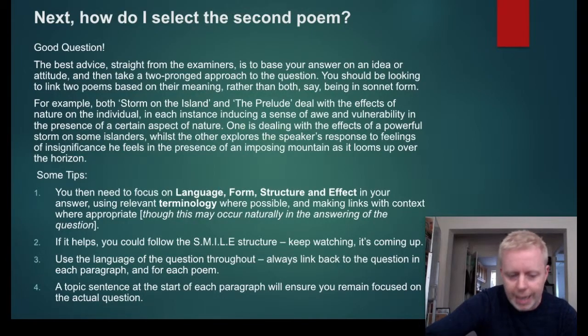of the question. If it helps, now you don't have to do this, quite rigid, you could follow the smile structure. Keep watching, it's coming up. You smile at poetry. Who would have thought it? Use the language of the question throughout. Always link back to the question in each paragraph and for each poem. So in this case, it's the power of nature. A topic sentence at the start of each paragraph will ensure you remain focused on the actual question. So kind of using the language of the question in your opening line to each of your paragraphs.